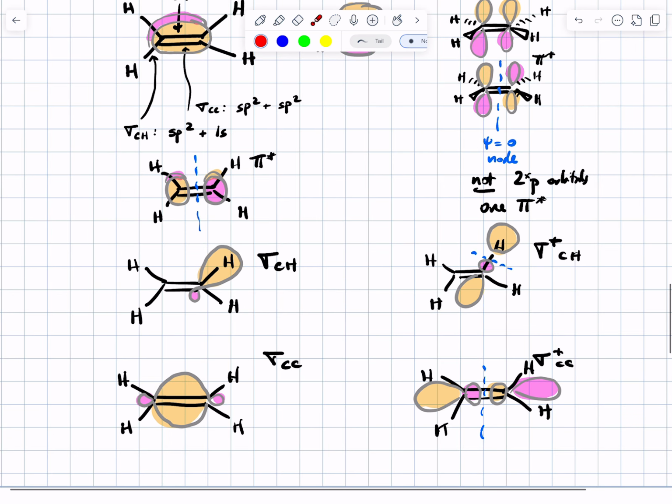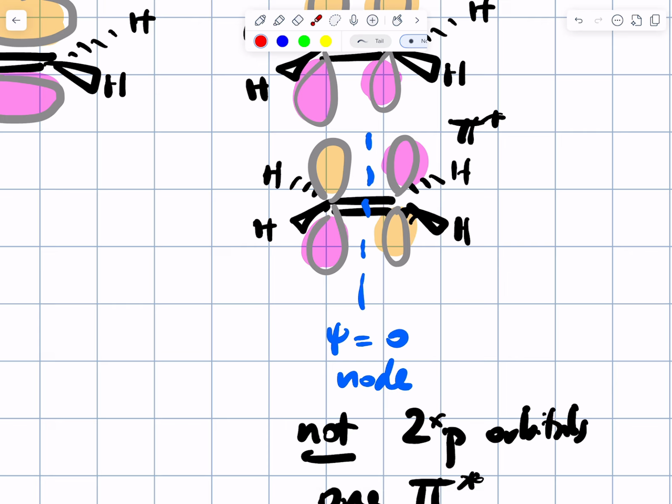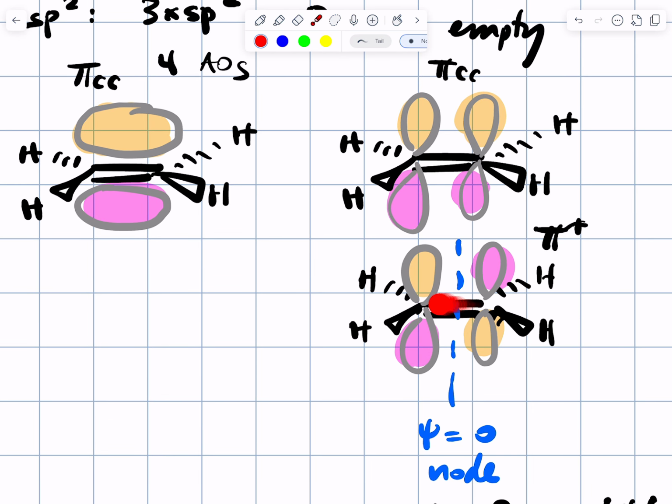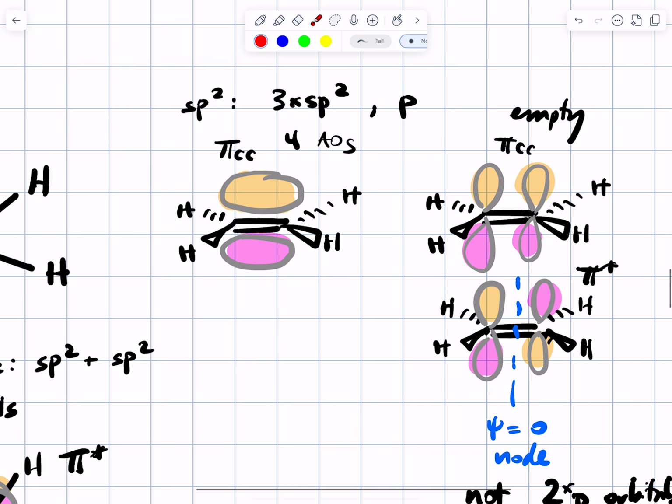Are there two nodes on the pi star? Yes. Anytime the wave function changes in sign, that's a node. Notice that the pi star has a node in the plane of the sigma bonds. As you go from above the plane of the sigma bonds to below, the wave function sign changes. That node is also present in the pi bonding orbital. So I'm highlighting the new node that happens when you go from pi to pi star. Both of them have this same node in the plane of the sigma bonds.